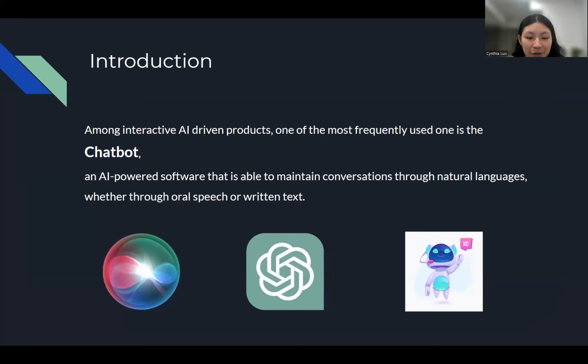Among interactive AI-driven products, one of the most frequently used is the chatbot, an AI-powered software that is able to maintain conversations through natural languages, whether through oral speech or written text. Some examples of chatbots include Siri, ChatGPT, and Mina.